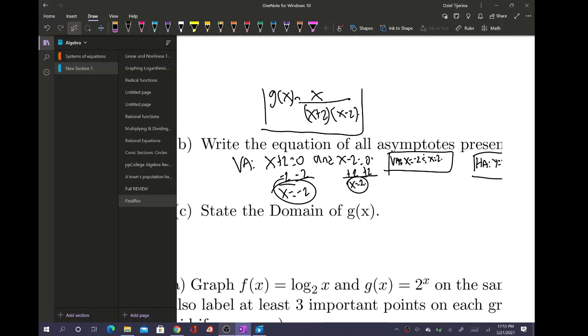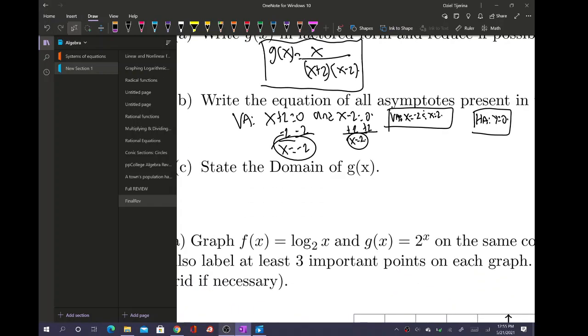Okay, so it's the stated domain of g of x. Okay, this one would be all real numbers. Now remember how I said the denominator cannot be equal to 0. So such that x plus 2 does not equal 0, and x minus 2 does not equal 0. This means that x does not equal negative 2, and x does not equal 2.